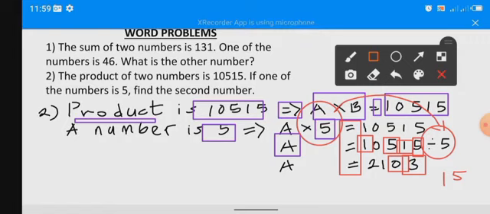So learn to translate a statement into a mathematical equation. In the subsequent video, we'll look into mixed operations, word problems involving mixed operations.